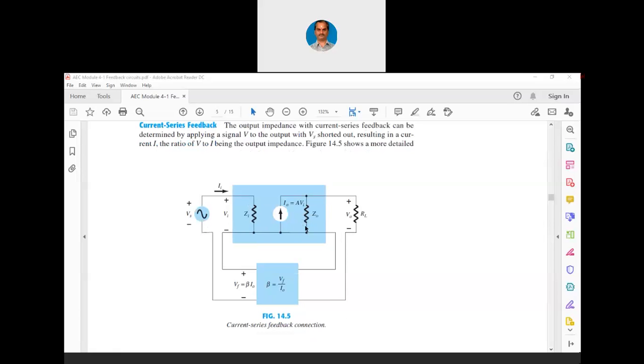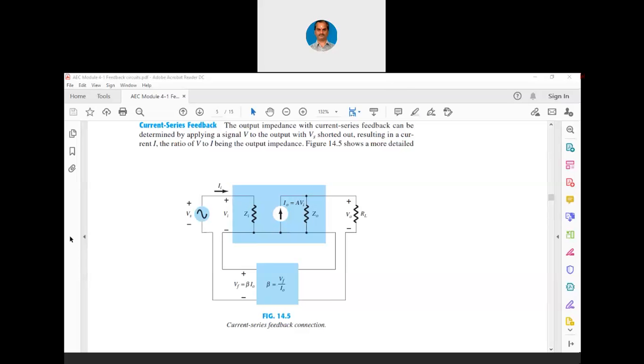and Z naught as the output impedance. Now let us proceed for the expression for output impedance for this particular current series feedback. All these derivations follow the same methodology. The only thing is that you will have to write the block diagrams accordingly. The only way is to practice writing again and again. That is the only way. Otherwise, you will get confused.